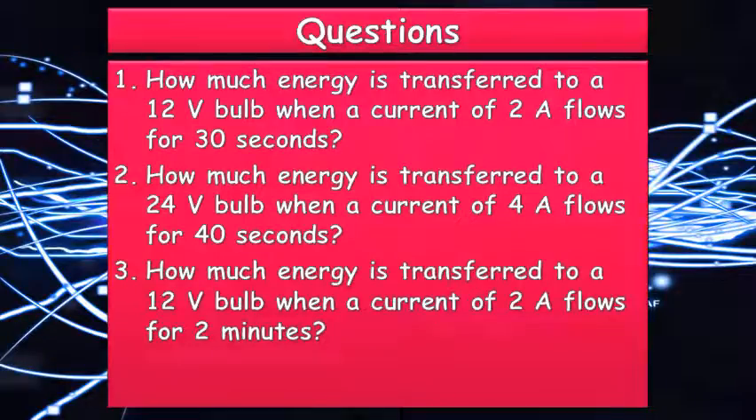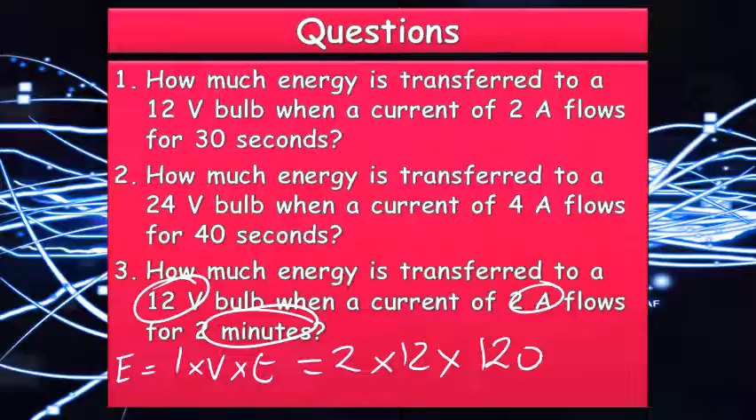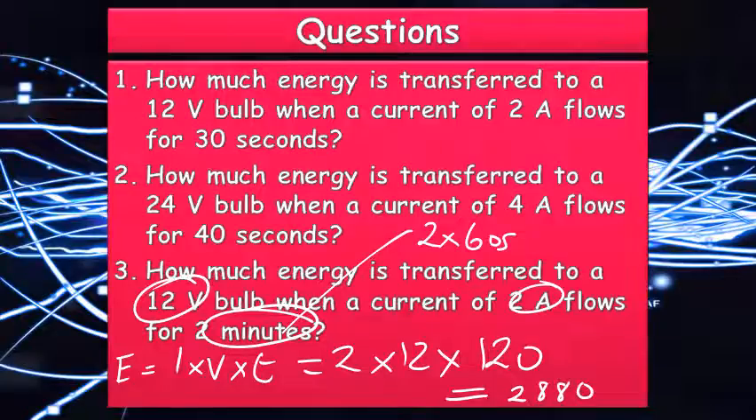And the final question: how much energy is transferred to a 12 volt bulb when a current of 2 amps flows for 2 minutes? Again, pause the video now and go through the answers. Okay, just like in the previous questions, energy equals current times voltage times time. The current is 2, the voltage is 12, and the time is going to be 120. Note, it's 2 times 60 seconds, so it needs to be in seconds. So the answer is 2,820 joules.